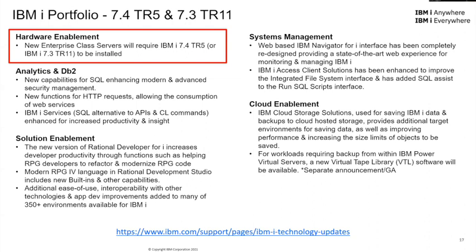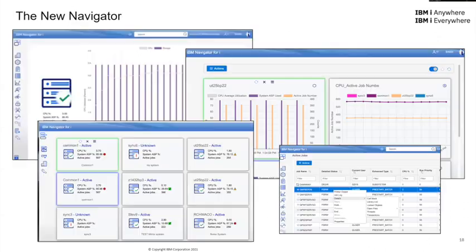And then for cloud, I mentioned the VTL is going to be a new virtual table library function that's coming out, along with Cloud Storage Solutions, which is a product that helps our customers if you want to get data off your on-prem system into the cloud, or if you're already in the cloud and you want to back up within the cloud. Cloud Storage Solutions might be something you would want to look at further.